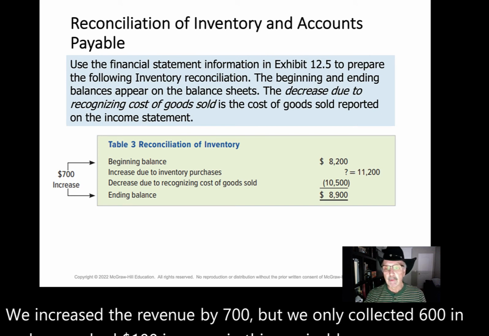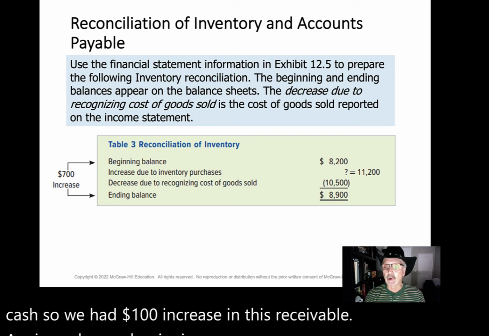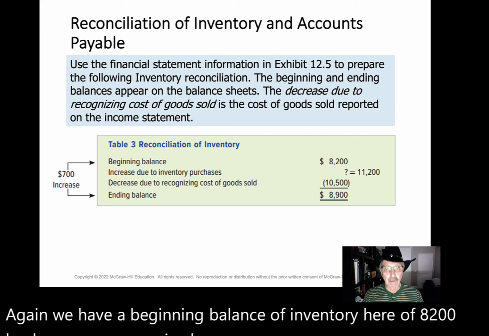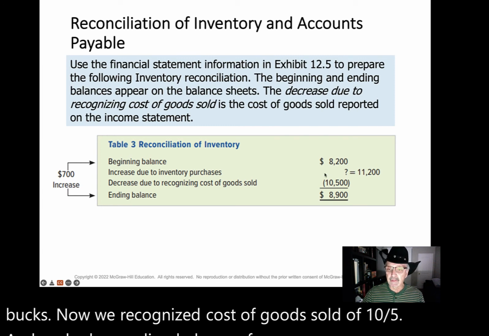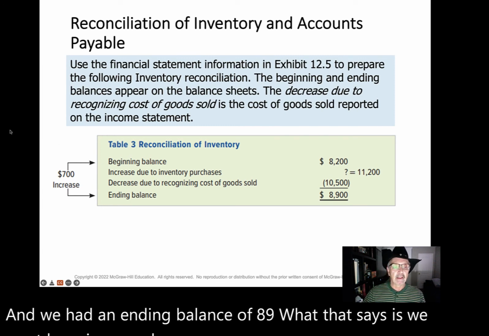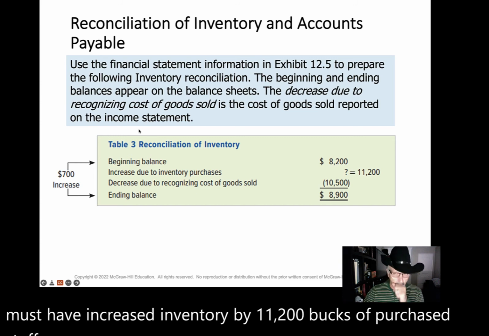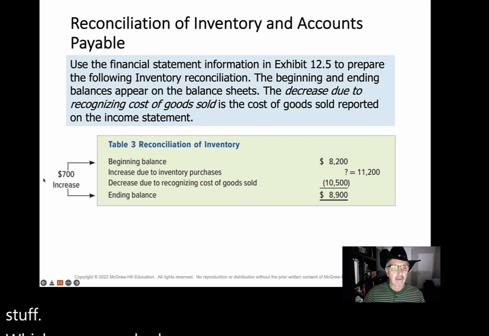Again, we have a beginning balance of inventory here of $8,200. Now we recognized cost of goods sold of $10,500, and we had an ending balance of $8,900. What that says is we must have increased inventory by $11,200 of purchased stuff, which means we had an increase of $700 in inventory.